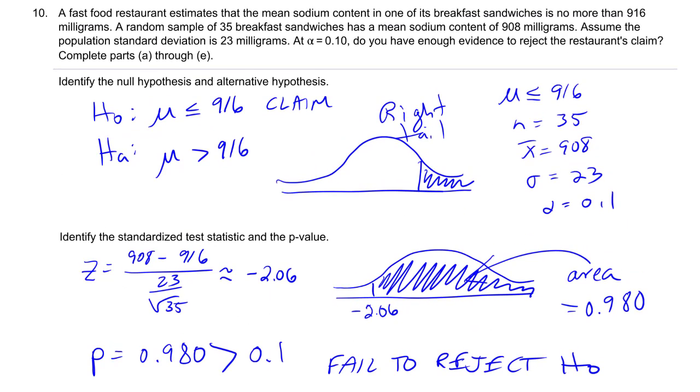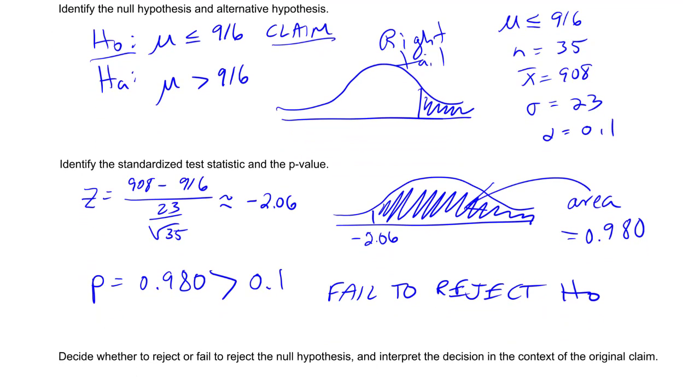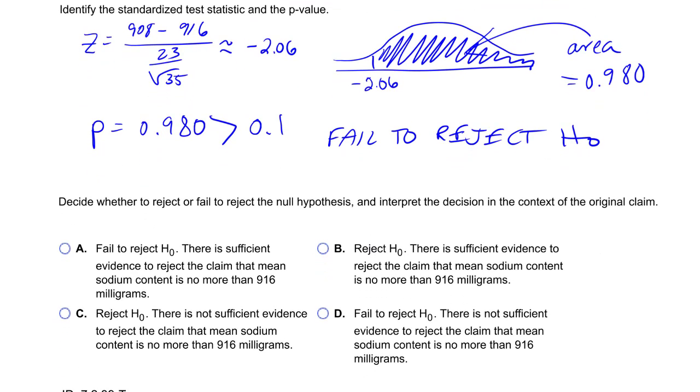So what were we doing? We had the claim in H0, so a rejection mode. So we failed to reject H0, which was the claim, so we do not have enough evidence to reject the claim. There is not sufficient evidence to reject the claim.